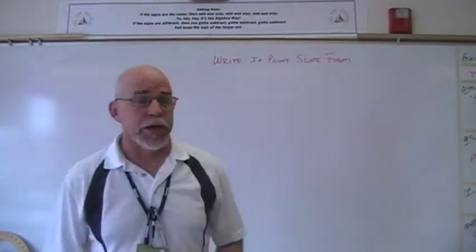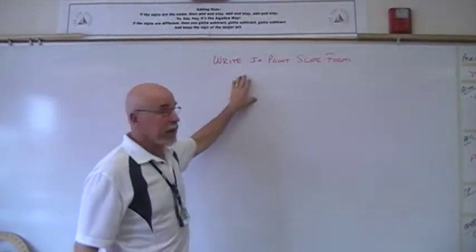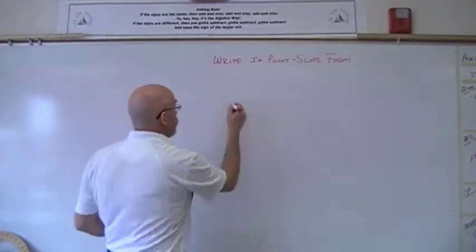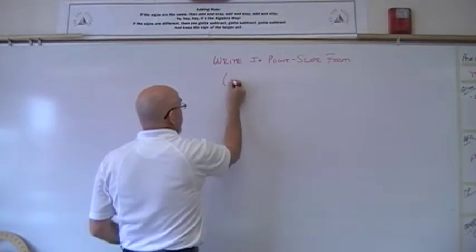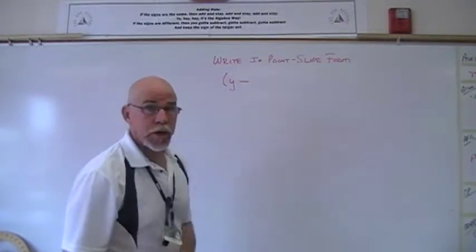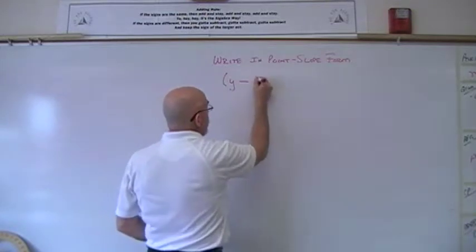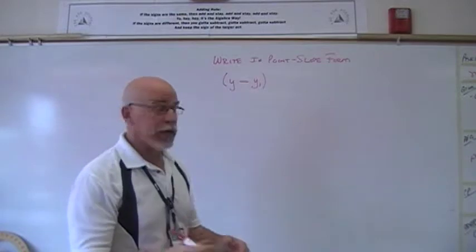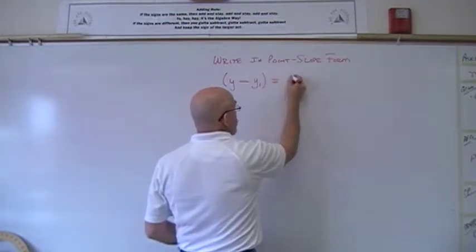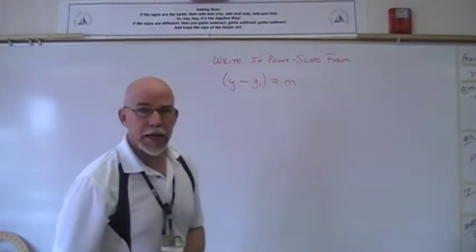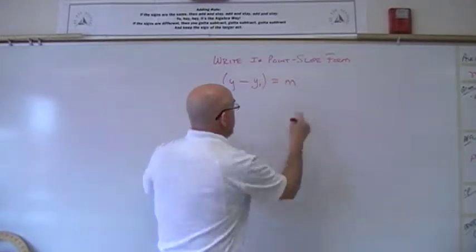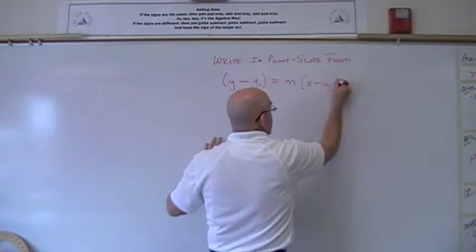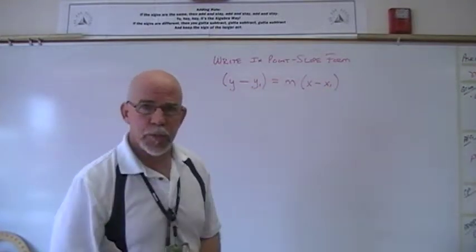Good afternoon. Today we're looking at writing equations of lines in point-slope form. This is the generic way of writing point-slope form, where we have a y written in the equation minus the y-coordinate of the point that the line goes through. We're going to set that equal to the slope of the line that we've been given. That's why we call this point-slope. And then we're going to multiply that times x minus the x-coordinate of the point that it goes through.